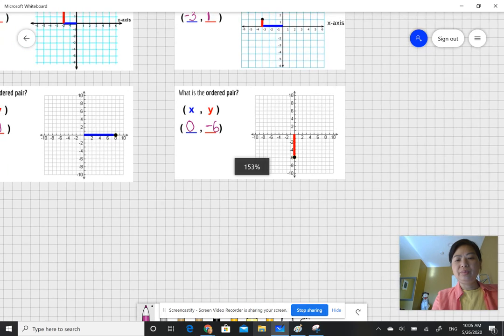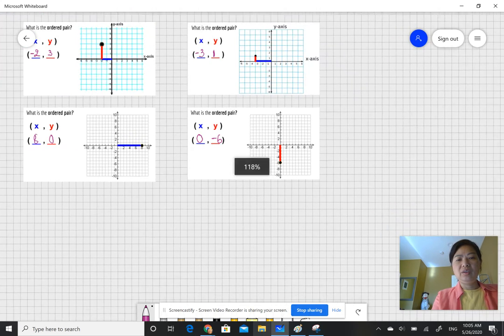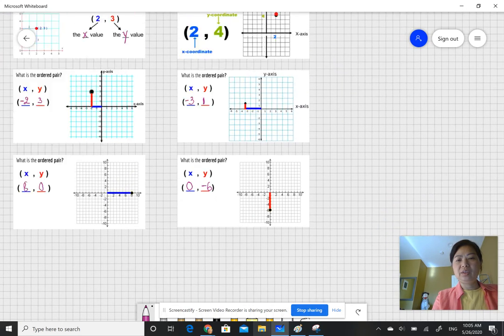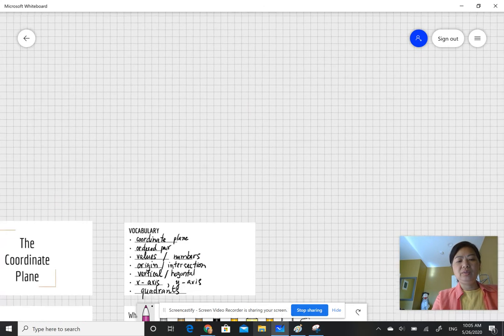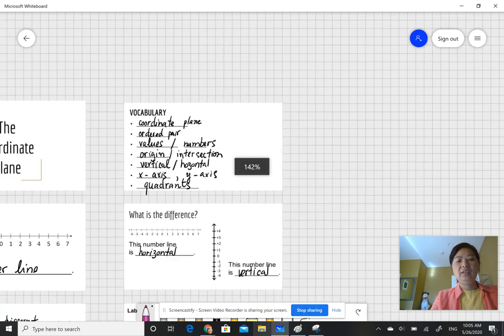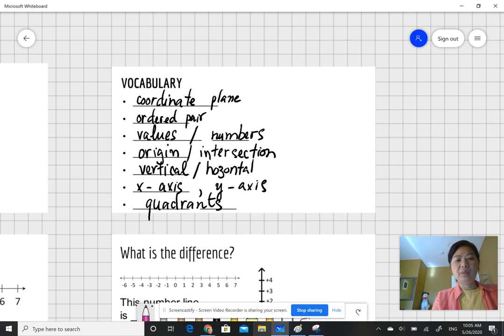Okay, so that is all I want to go over with you today. Again, I want you to know that those are the vocabulary, the important terms that you need to remember about coordinate planes.